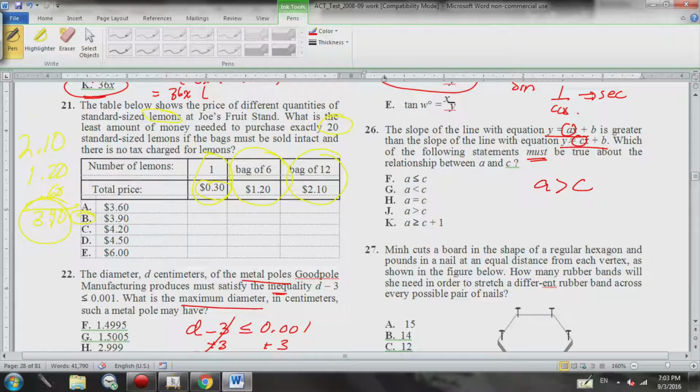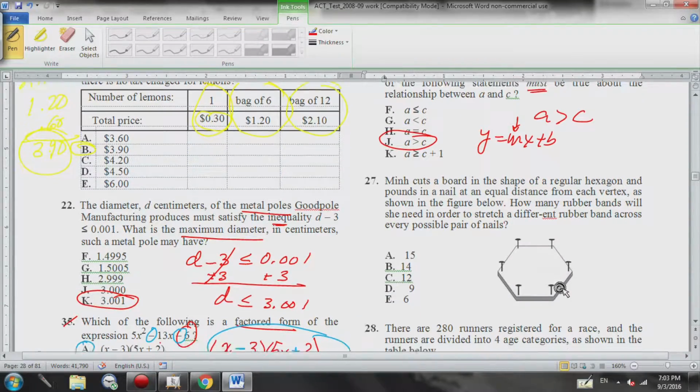That's what it means. They're basically asking you here if you know this, y equals mx plus b. Do you know that when you give it in a line like this, that is the slope? So A has to be greater than C, like that.